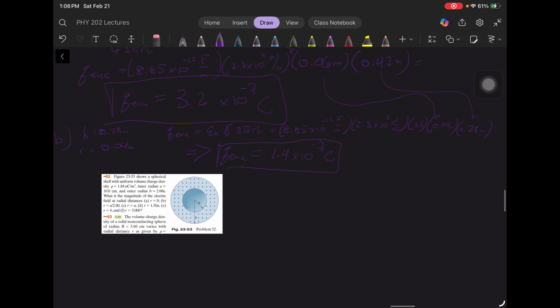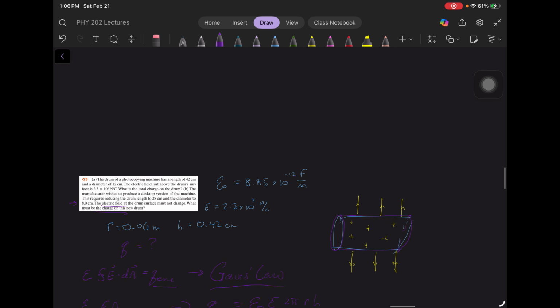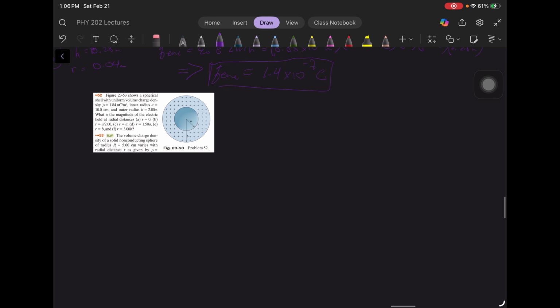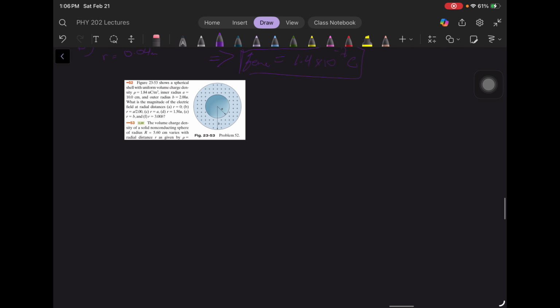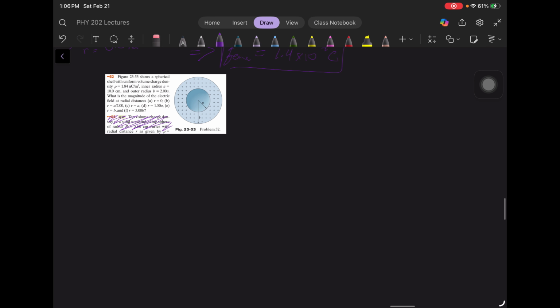Okay, so that was a relatively straightforward problem. Let's go to something a bit more complicated here. First, we're not doing 53 yet. We can maybe do that in class or something. We have a spherical shell with uniform volume charge density rho of 1.84 nanocoulombs per meter cubed. Go ahead and write that down. Nanocoulombs, so 10 to the negative 9 per meter cubed, right?